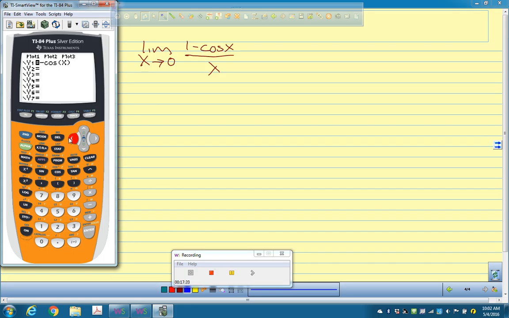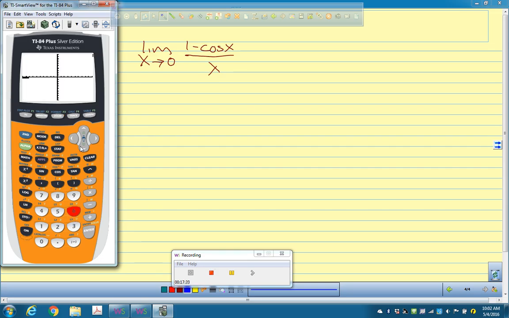Where'd my 1 go? It wasn't there, was it? Second, insert 1. So 1 minus cosine x, but you got to put parentheses around the top. Otherwise, it will just divide by the cosine x and won't divide into the 1 as well. So you put parentheses on the top, and then you divide that by x. Then you go to mode, and you make sure you're in radian. And then you could do a zoom 6 and see what happens. Zoom 6 is a 10 by 10 viewing window.